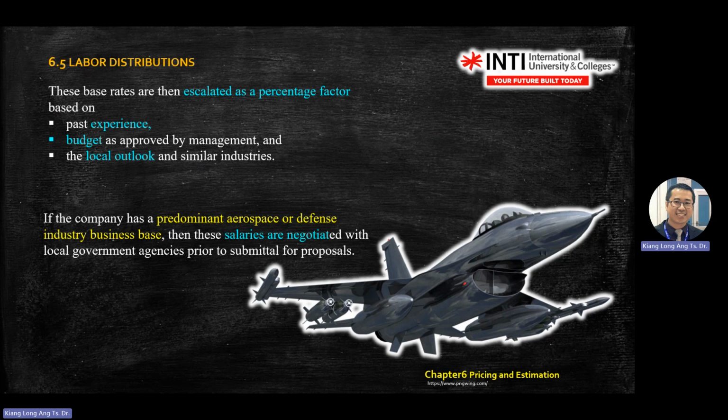For example, in sensitive areas like aerospace or the defense industry, your salary is negotiated. They negotiate with local agencies before they submit the proposal, before they bid for the projects. They already negotiate with the government: this is our budget. Because when they produce fighter jets, all this funding is from the government, so they need to know how much budget is given. Only then will they start the new hiring process.